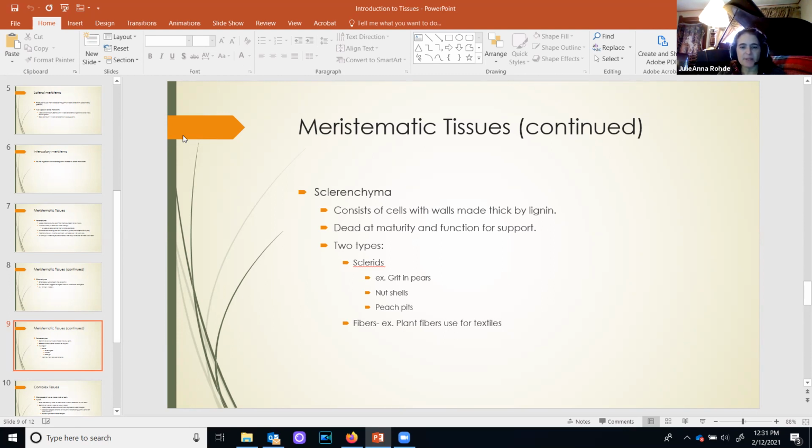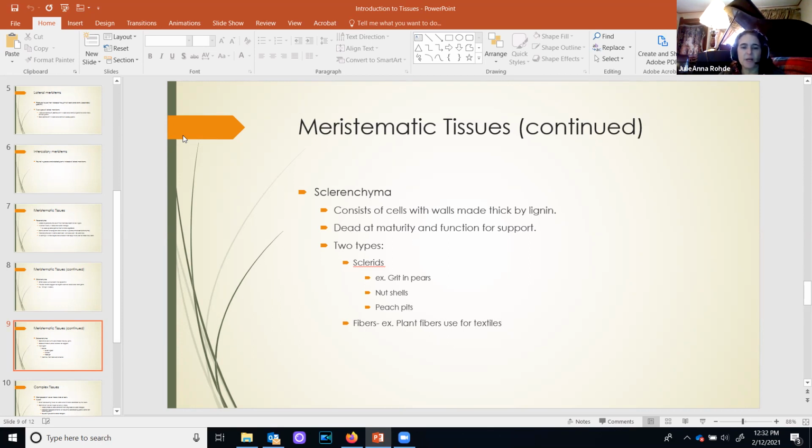There are two types. We have those that we call sclereids. You will find them if you eat pears and notice the grit in the pears. That's a grouping of these sclerenchyma cells, and they're called sclereids. The shells of nuts are made up of this type of cell, and peach pits are made up of this type of cell, the sclereids.